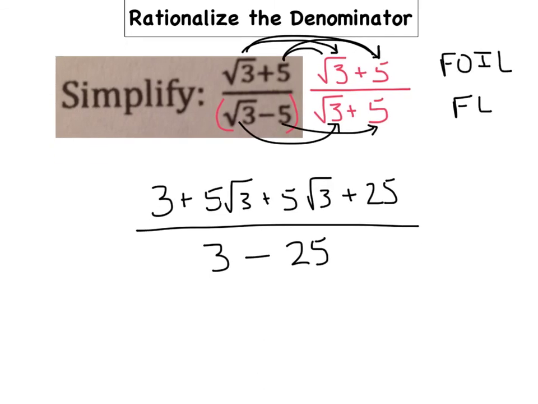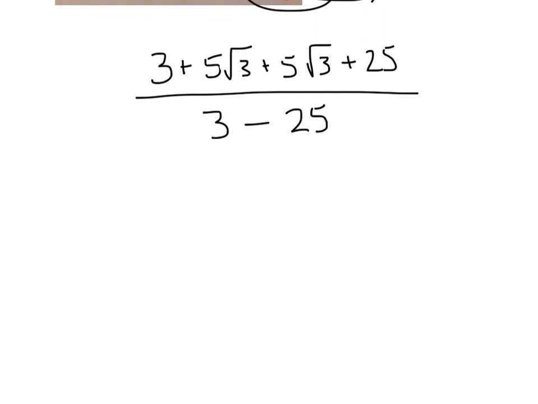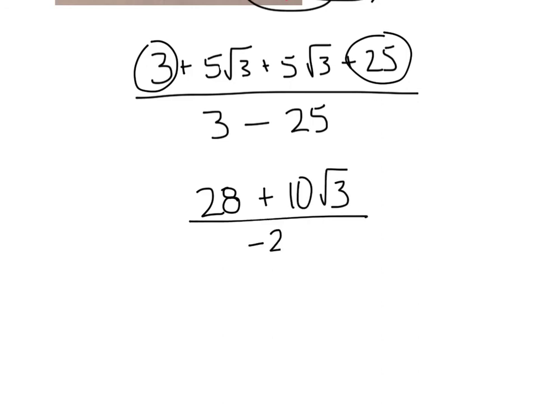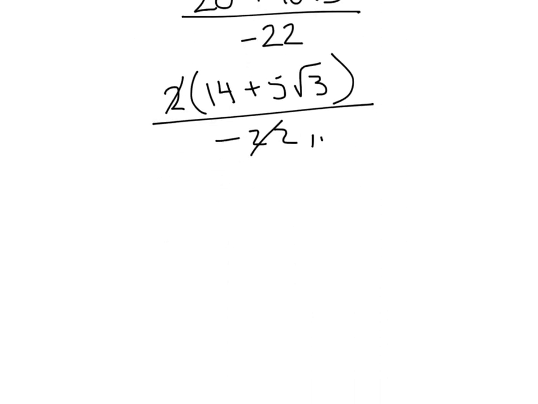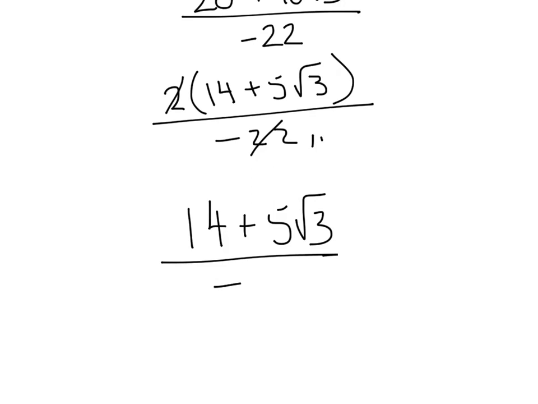We'll combine like terms. In the numerator, if I combine the 3 and the 25, I'll get 28, and then combine the 5 radical 3s, I'll get 10 radical 3 all over negative 22. I'm looking for a GCF here, and I'm going to pull out the 2, and that's going to leave me 14 plus 5 radical 3 all over negative 22. Reduce, and now present your final answer here. Let's go with 14 plus 5 radical 3 all over negative 11. You could distribute the negative through the top. That would also be equivalent, but you don't have to.